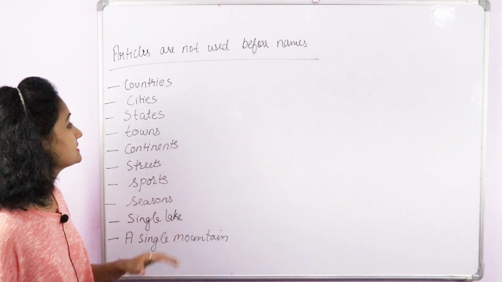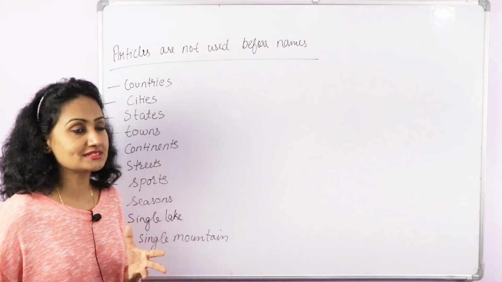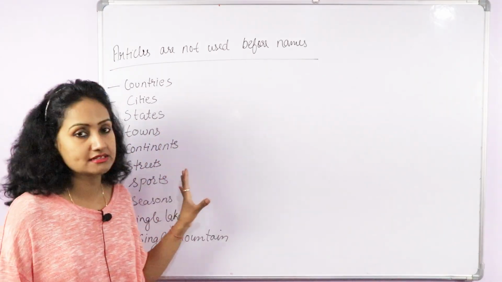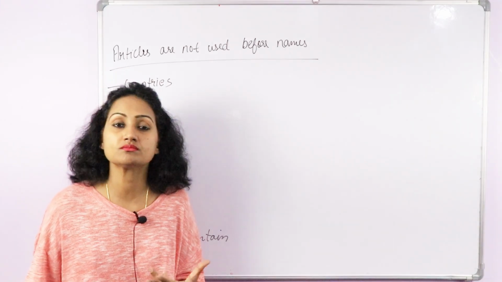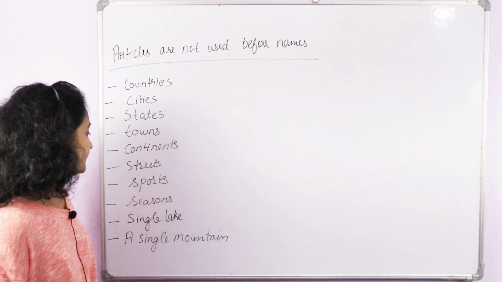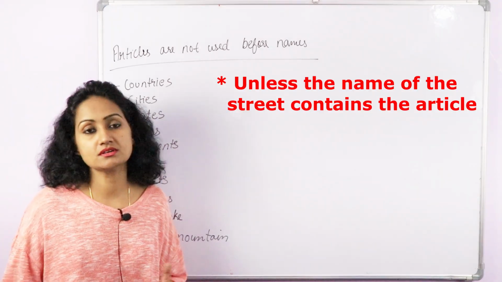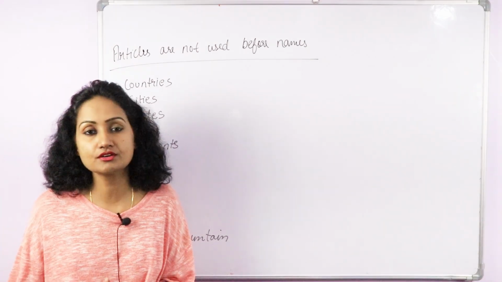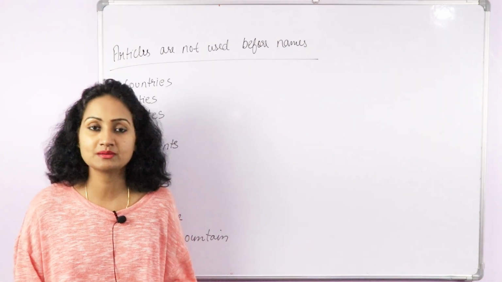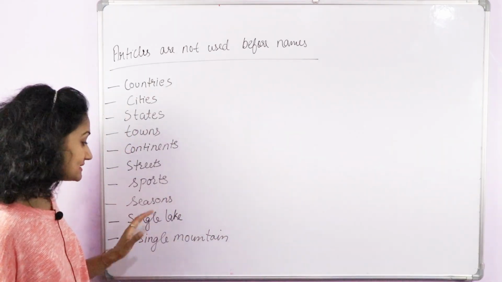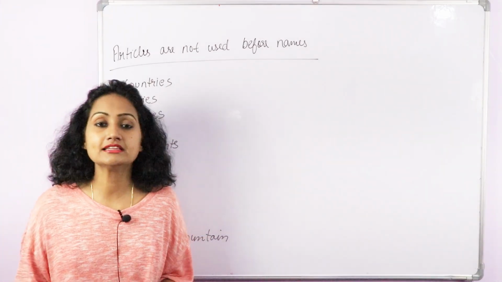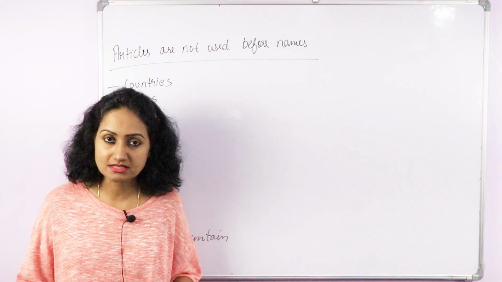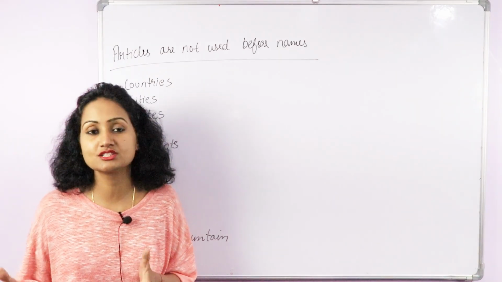Now next is cities. We don't use articles with cities. Then states, no articles. Towns, no articles. Continents like Africa, Asia, no articles. Streets, we again don't use an article with streets. Then sports: it's not the cricket, the football, it's cricket, football, badminton, no articles. Then seasons: not in the summer, in the winter, in the autumn, so no article with seasons. It's only in summer, in winter, in spring.